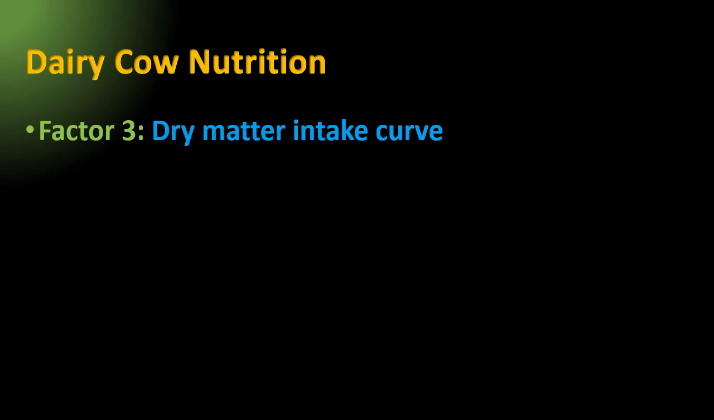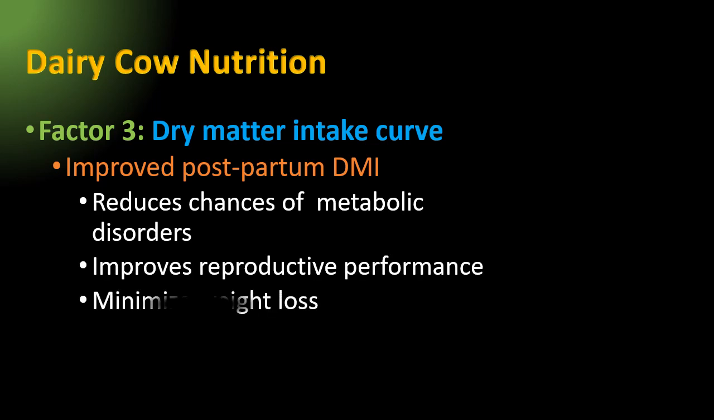The third factor is dry matter intake. If you look at the curve in the figure, this is second from bottom to the top. Increasing cow dry matter intake after calving can avoid metabolic disorders. It also minimizes the weight loss and it improves the reproductive performance of the animal. Care must be taken to have a very close look at the dry matter intake of the animal, and all efforts should be made to improve postpartum dry matter intake of the animal.